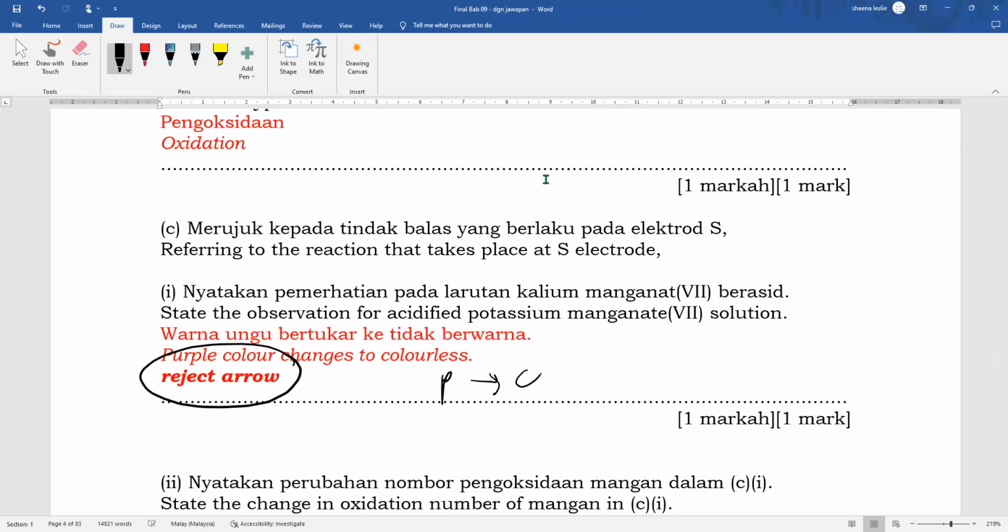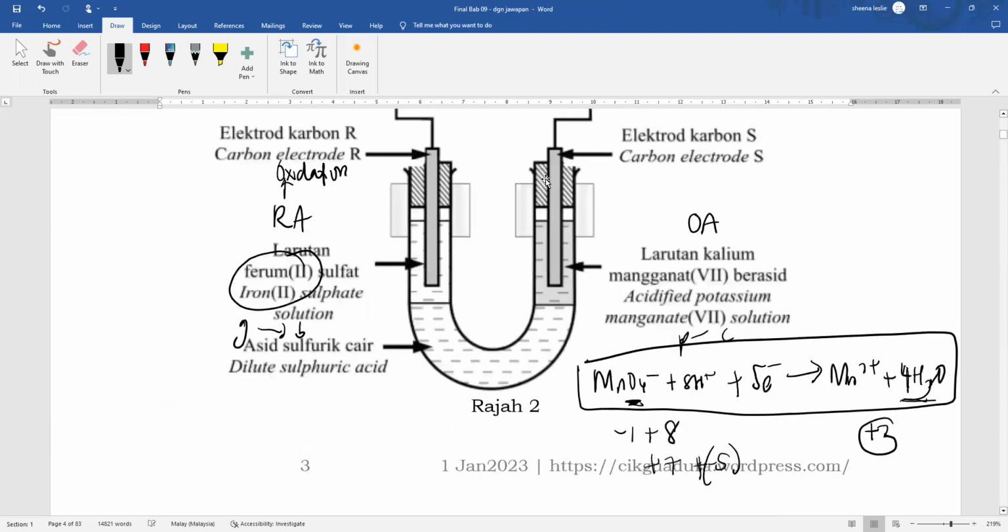So you did this just now. No, I didn't. What I did is I gave you the half equation. This is a half equation. Question is asking plus 7 to plus 2. Yes, Sanjeev, correct.